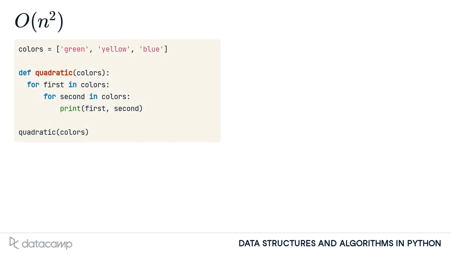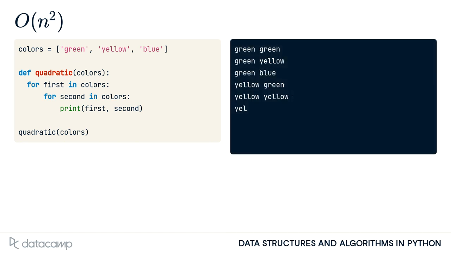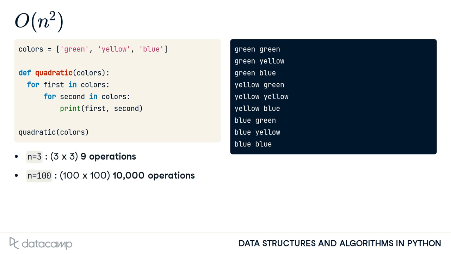Let's explain O of n squared. This function contains a nested loop. We start a new loop for each element of the list, printing the current color from the first loop and the current color from the second loop. If n is 3, we perform 9 print operations. If n is 100, we perform 10,000 operations, and so on. This algorithm follows a quadratic pattern and has a complexity of O of n squared.